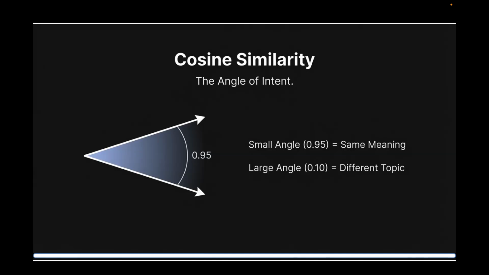So how are we measuring it? The simplest way of doing things is cosine similarity, the angle of your intent. When two vectors have very high cosine similarity, that means they have the same angle, which means they have the same meaning. A larger angle, smaller cosine similarity, means they have a different meaning.